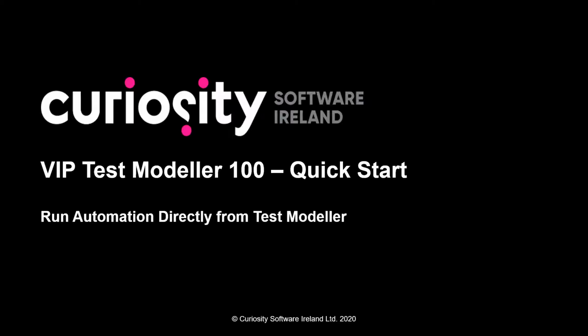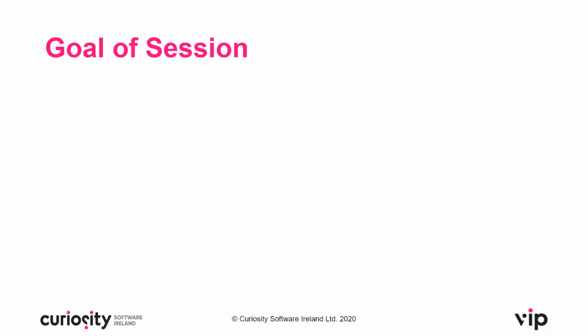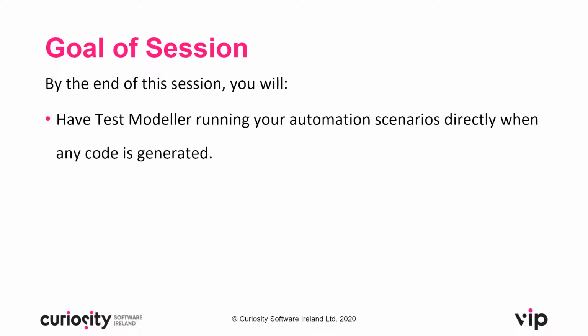In this video tutorial, we're going to be showing you how you can set up and run automation directly from Test Modeler. The goal of this session is that by the end you will have Test Modeler running your automation scenarios directly when any code is generated and published into Git using Test Modeler.